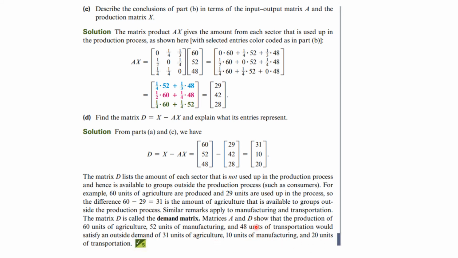And here what we have is that a production of 60, 52, and 48 satisfies an outside demand of 31, 10, and 20.